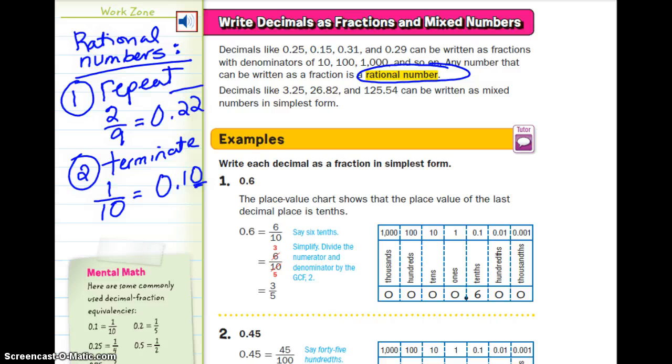So now looking at this, when we talk about decimals, a lot of you think that a decimal is just numbers less than 1. But let's look at this second statement. This second statement says that decimals like 3.25, 26.82, and 125.54 are also decimals. A decimal is just a number represented in decimal form. So they can be greater than 1. All right, let's look at the examples.